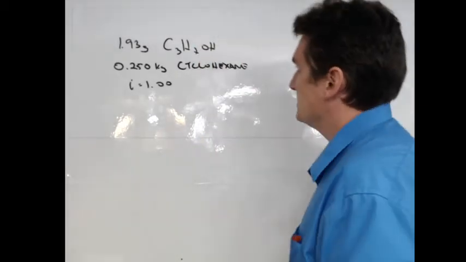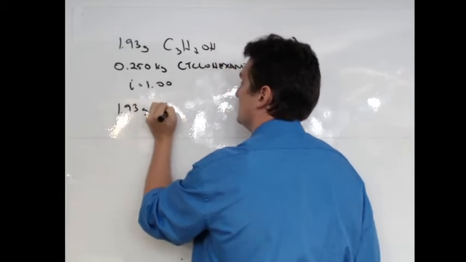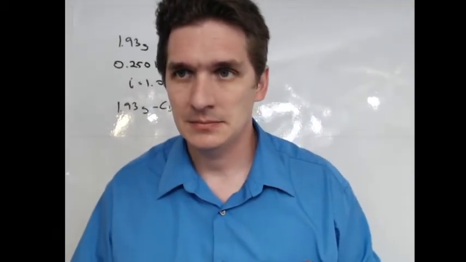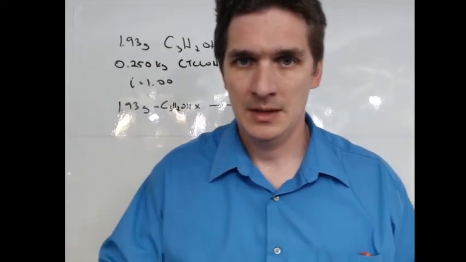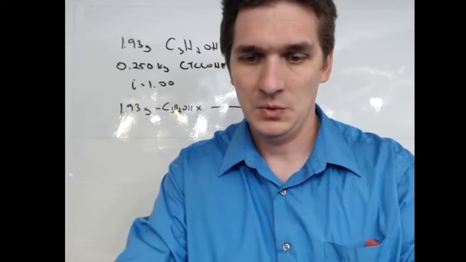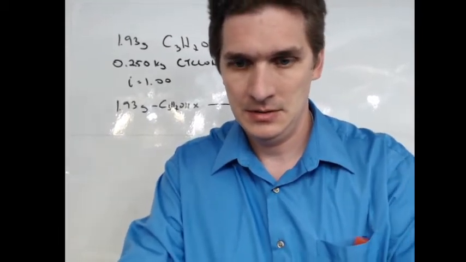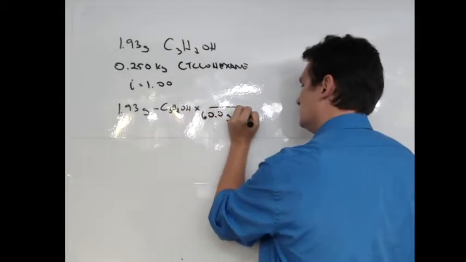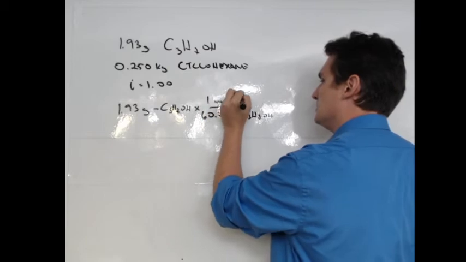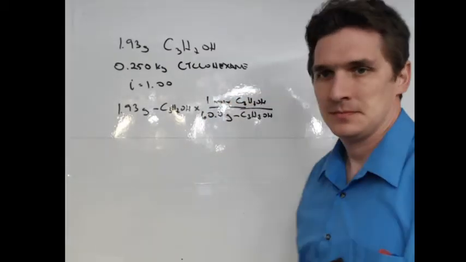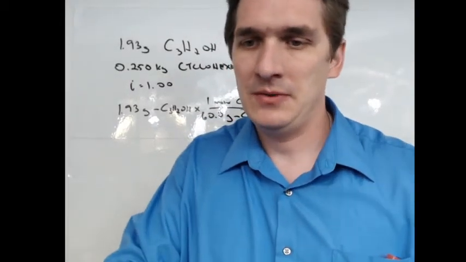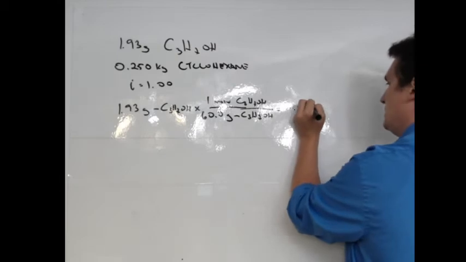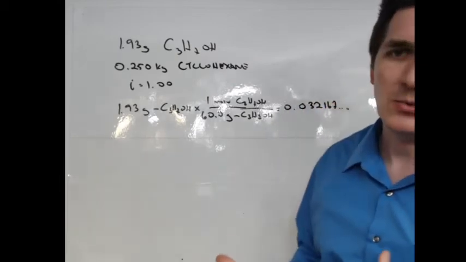So we've got our 1.93 grams C3H7OH. First thing we need to do is convert to moles. So I'm going to bring up Excel on my end. The molecular weight of the compound is going to be 60.0 grams of C3H7OH for every mole of C3H7OH. So if I take my 1.93 and divide by that number, I'm going to get 0.03217, but I'm going to keep trailing all these decimal points off to the side.